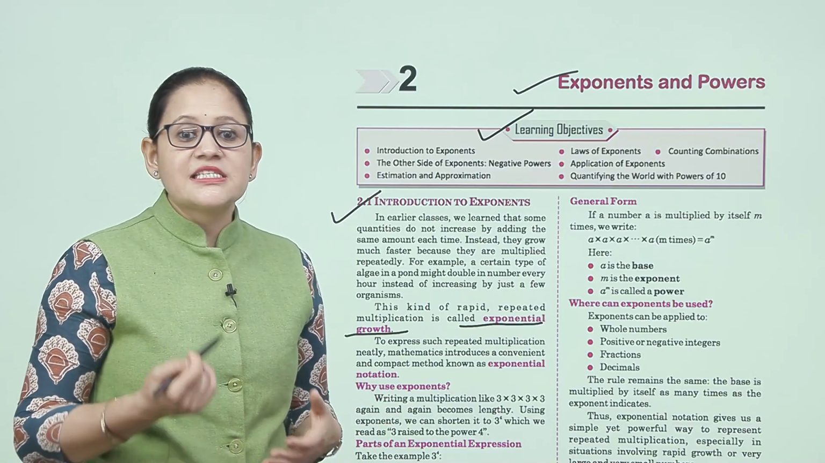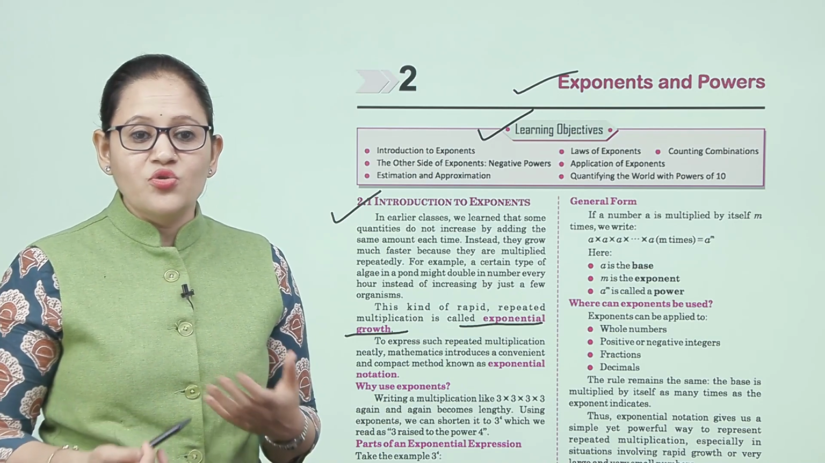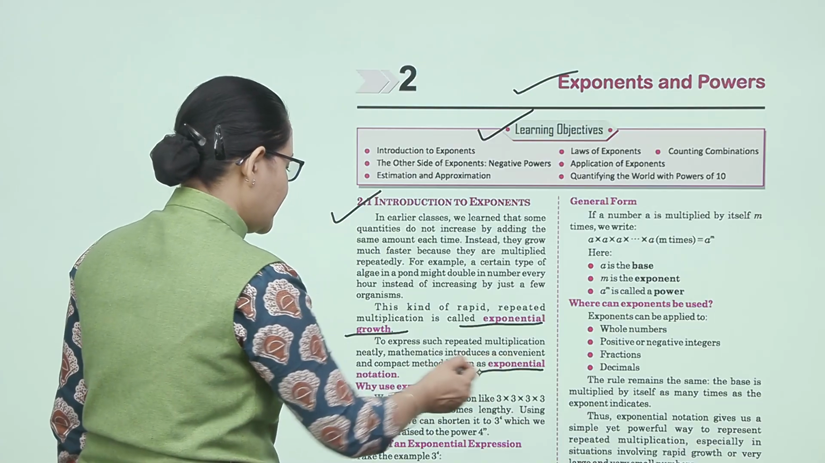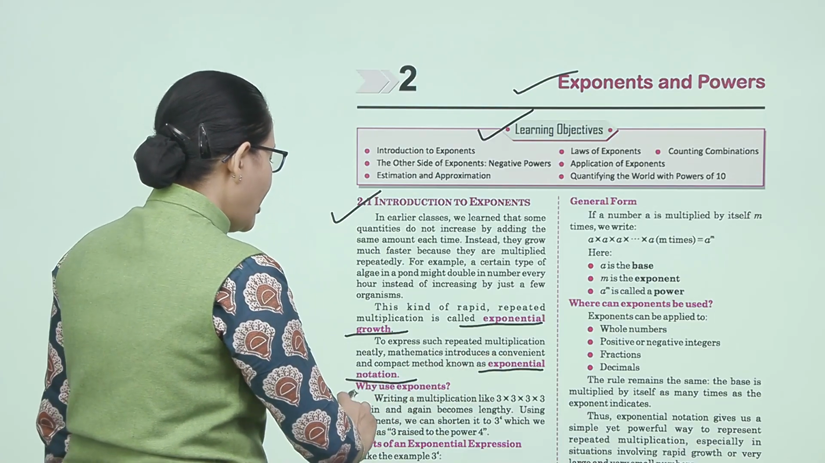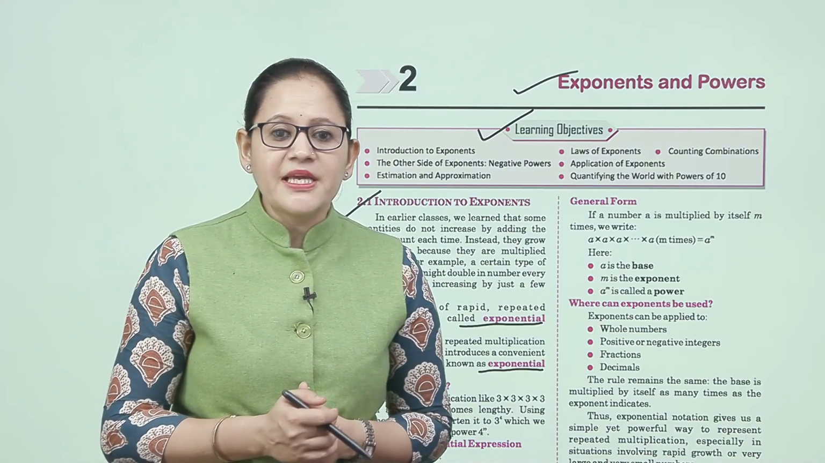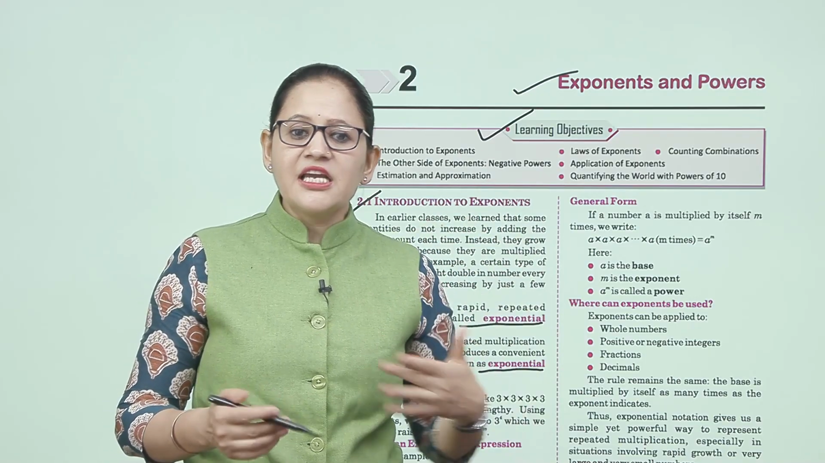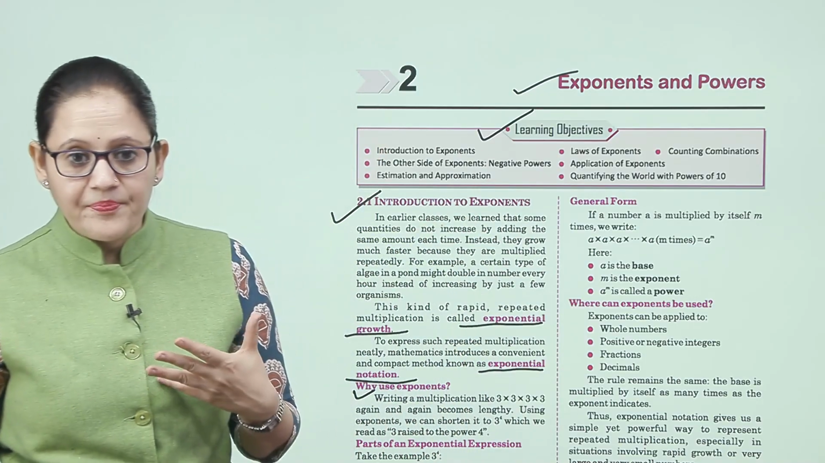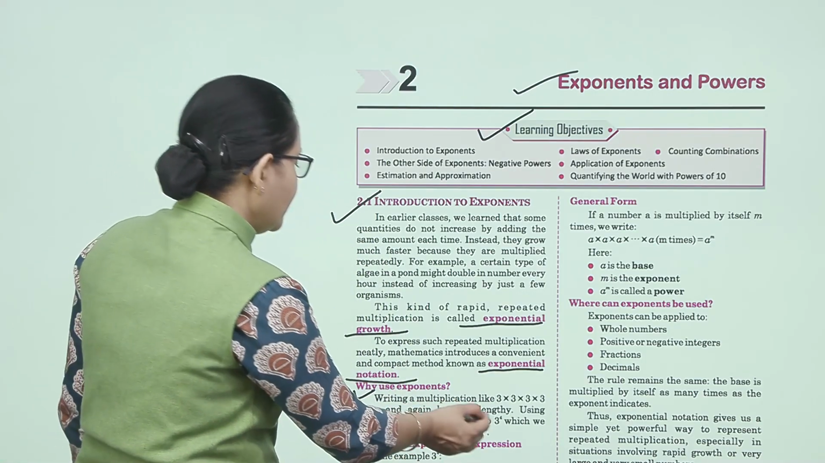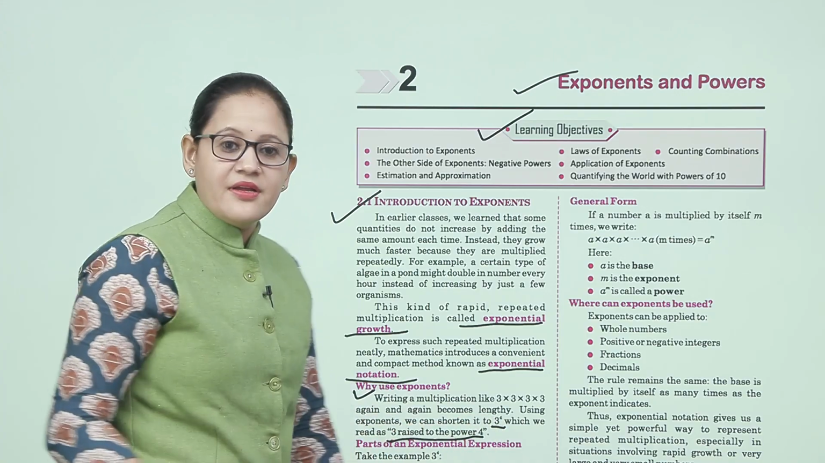To express such repeated multiplication neatly, mathematicians introduced a convention and a compact method. That method is known as exponential notation. Now, why use exponent? Writing the multiplication like 3 multiplied by 3 multiplied by 3 multiplied by 3 again and again becomes lengthy. Using the exponent, we can shorten it as 3 to the power 4, which we read as 3 raised to the power 4.